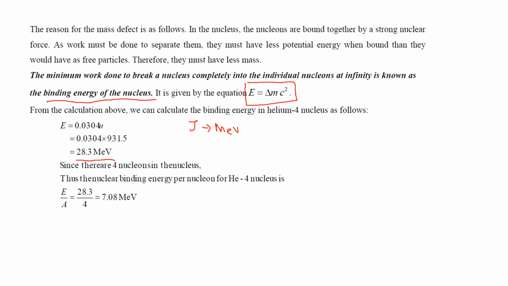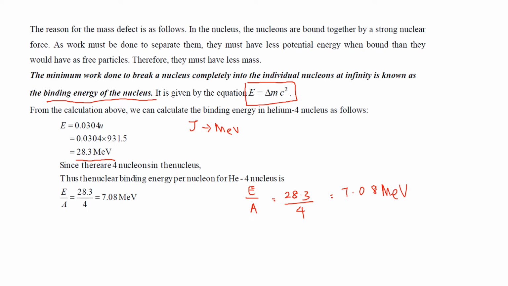Since there are four nucleons in the nucleus, the nuclear binding energy per nucleon, E per A, is equal to 28.3, the total energy in MeV, divided by the number of nucleons, divided by 4. You will get 6.08 MeV.